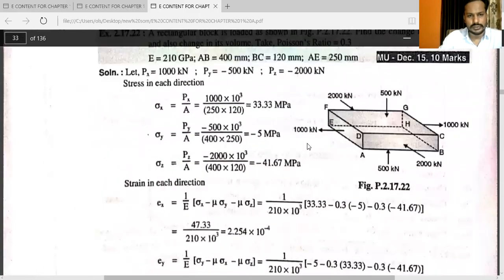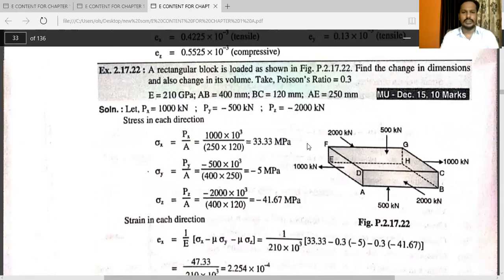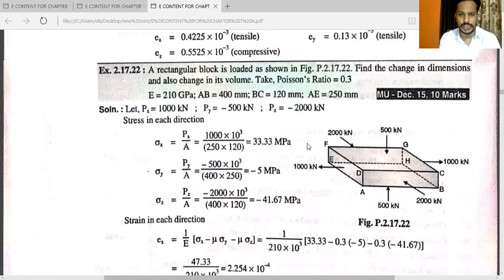A similar problem is given: a rectangular block is loaded as shown in the figure. Find the change in dimension and also the change in volume. Take Poisson's ratio as 0.3. E is given, and the lengths AB, BC, and AE are given. PX, PY, and PZ are given. PX is tensile, while PY and PZ are negative, meaning they are compressive.